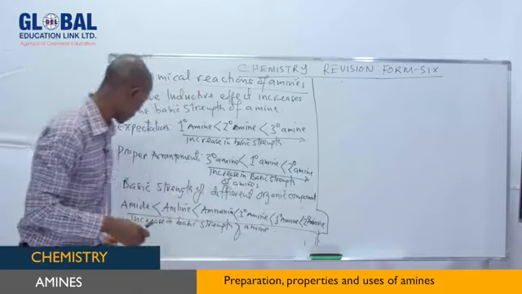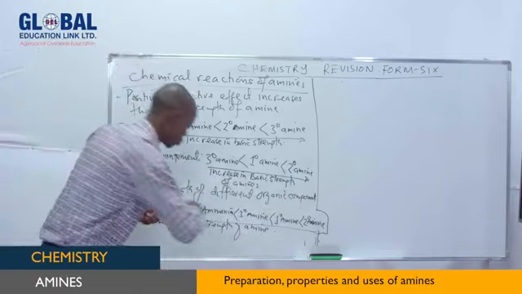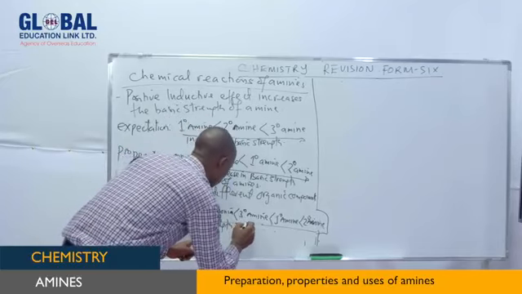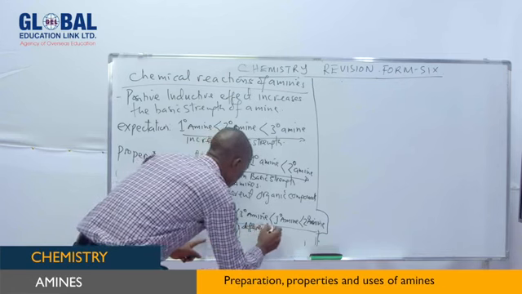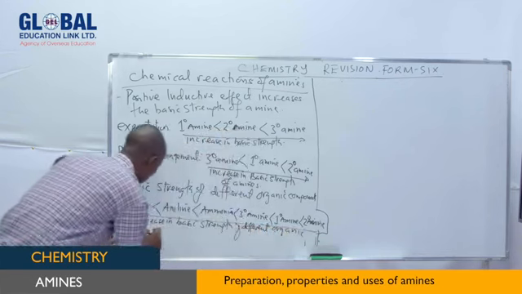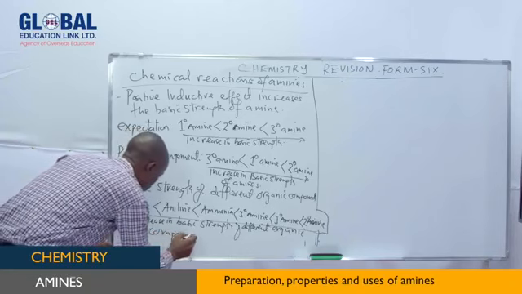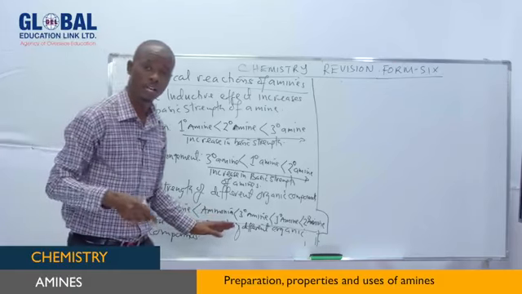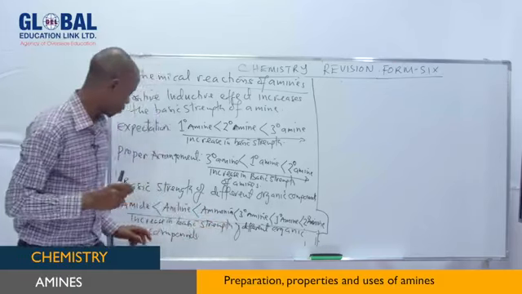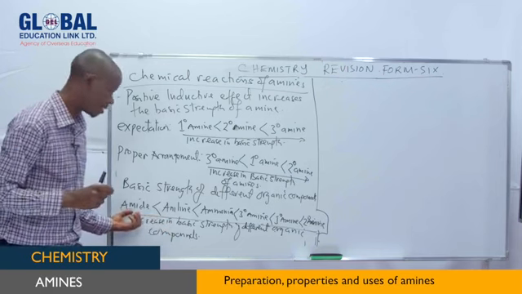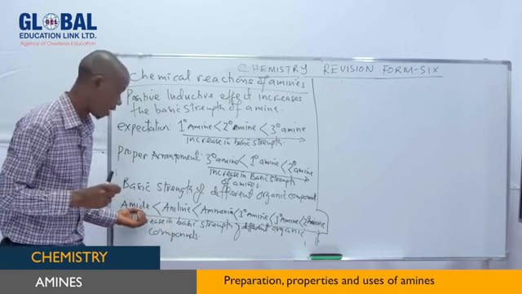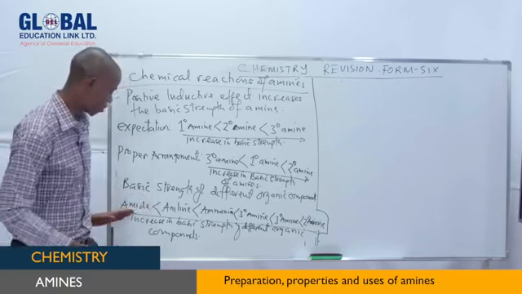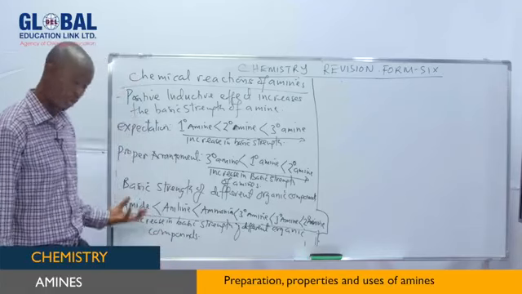So this is the arrangement comparing the basic strength of different organic compounds. If I ask you, I can ask you some questions here. Now take a piece of paper and write this question. Why is amide the weakest base of all? Why? What is the reason for this?